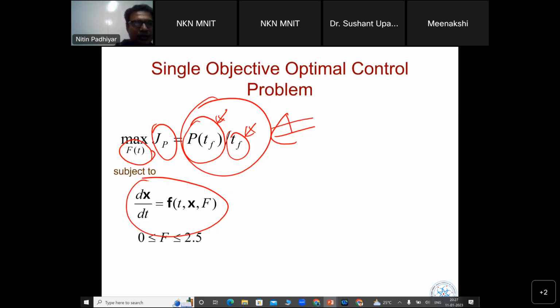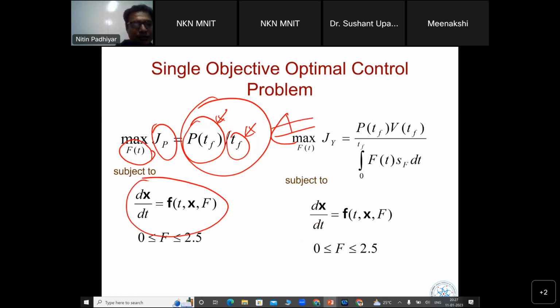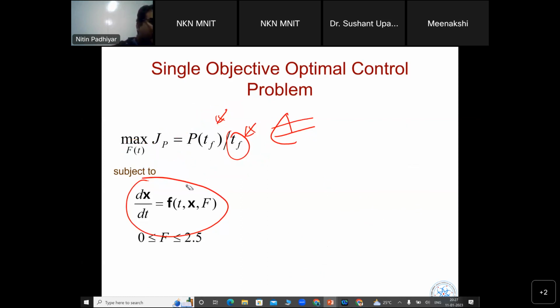Yeah, and the constraint is that my flow rate cannot exceed 2.5 because of the pump limitation, and it cannot be less than 0 for obvious reasons, because I cannot add negative flow rate. And so this is how I can define the optimization problem.